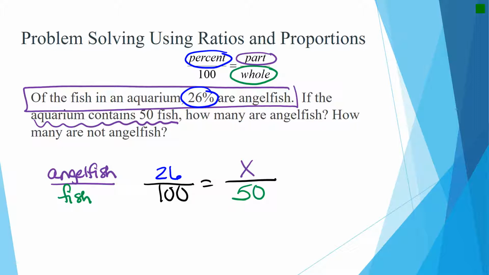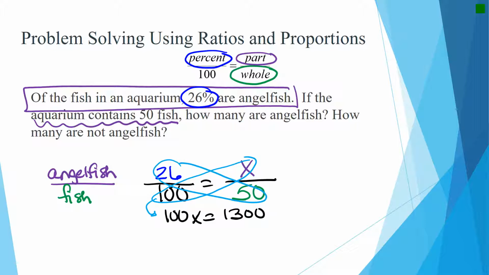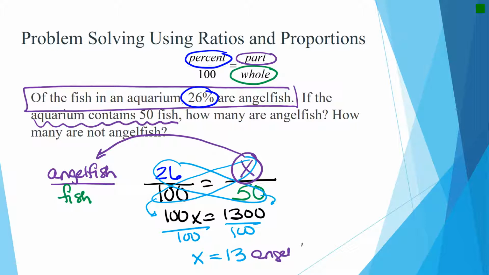So when I cross multiply, I'm going to multiply 100 times X, and I get 100X, and I'm going to multiply 26 times 50, and I get 1300. Probably should have drawn those little circles for you, huh? That's that one. That's that one. I'm going to divide by 100, and I get X equals 13. Now it's not percent this time because look up here. X was angelfish. So there are 13 angelfish in the tank.